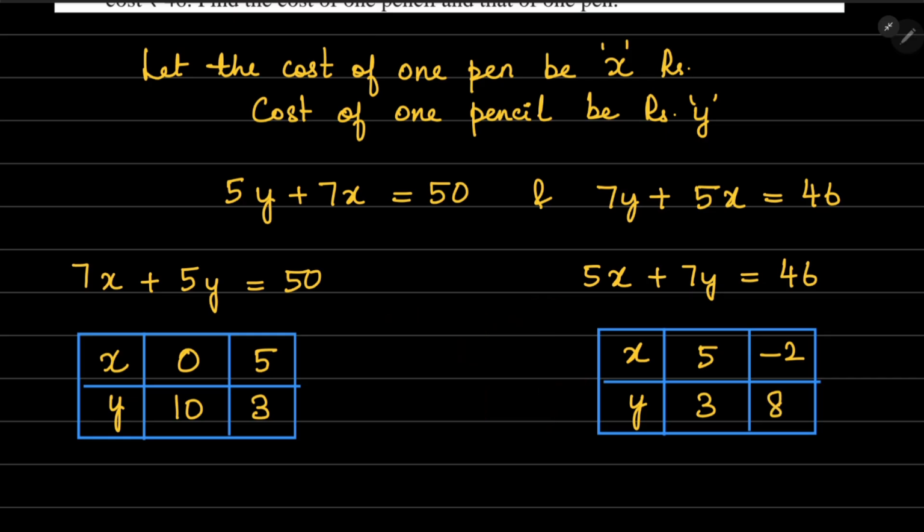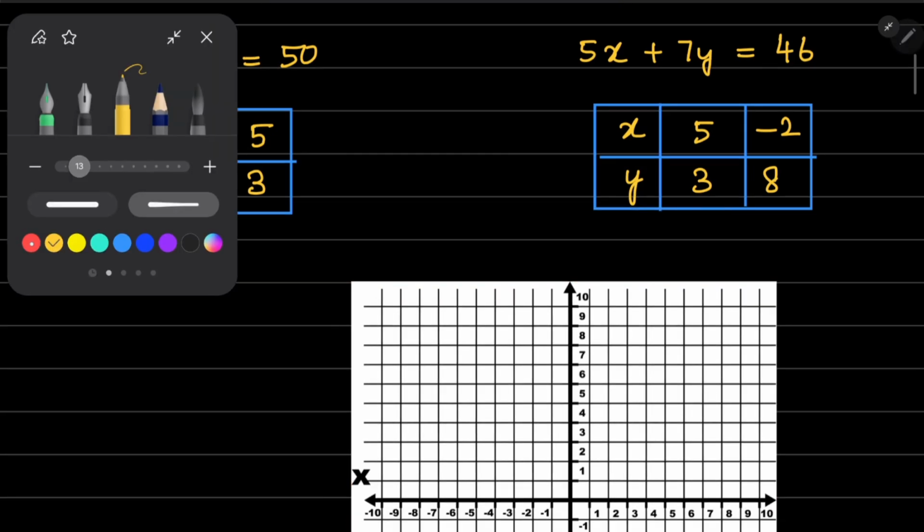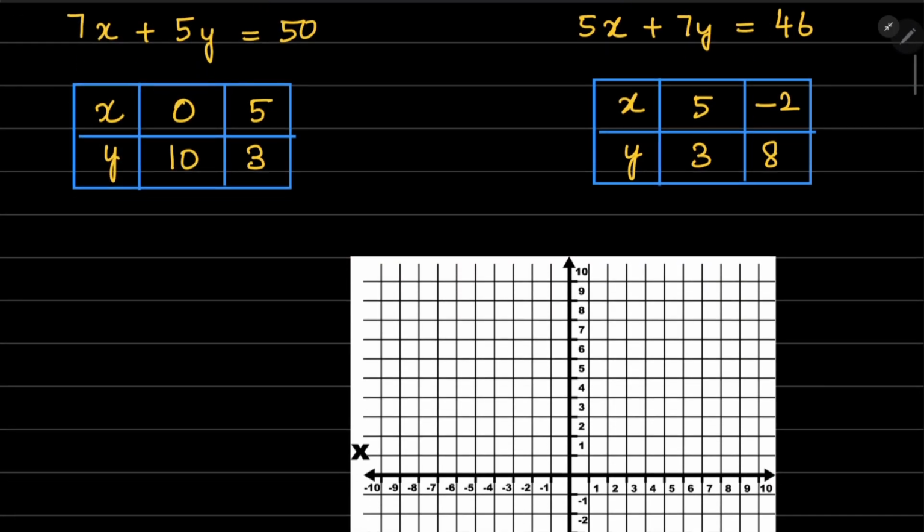Again, let's go ahead and plot. Draw the straight line graph which can represent these equations. So first let me again change the color. So the first point is 0.